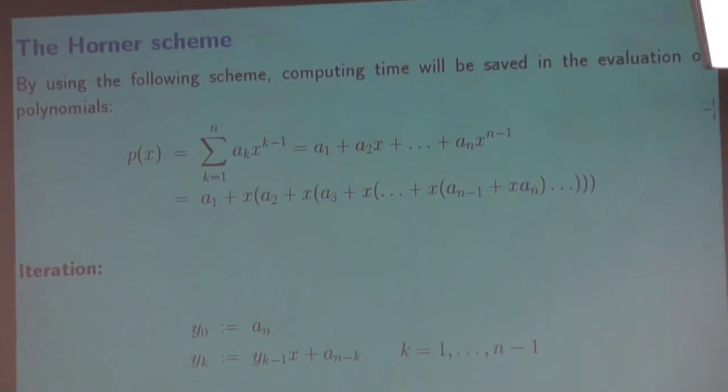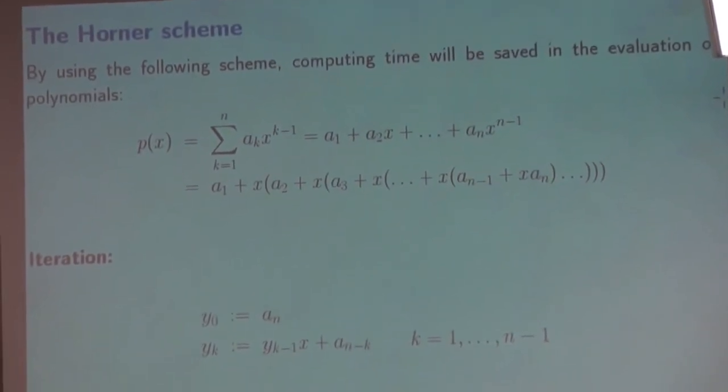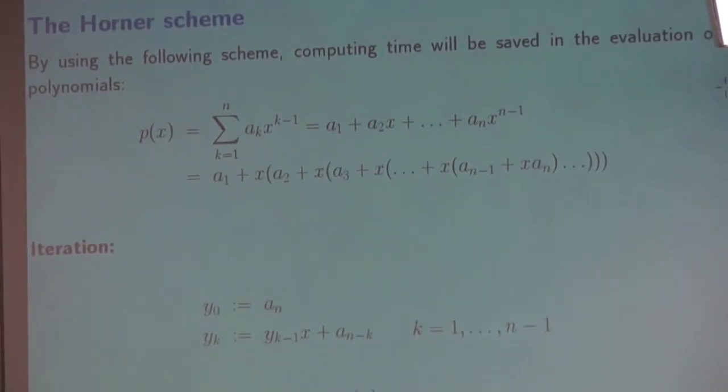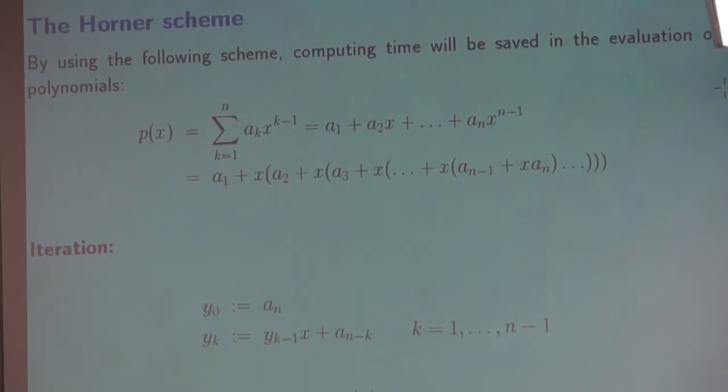I just mentioned this. Who has never heard about the Horner scheme? Oh, these are too many. Okay, so you read it somewhere in Wikipedia, wherever. And you need to know it, because it's a nice little trick to evaluate polynomials efficiently. Maybe I say a few words.